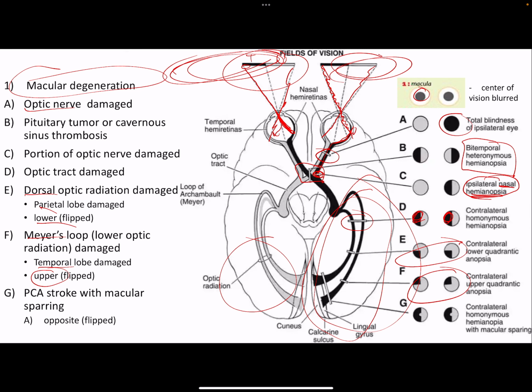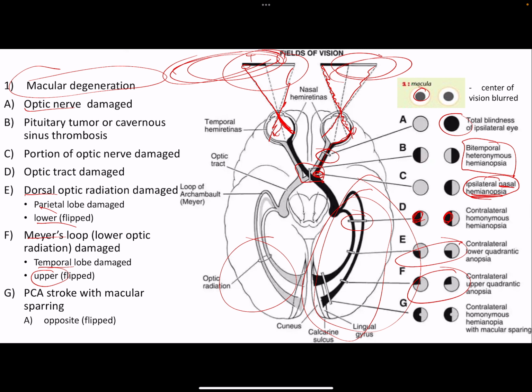A PCA stroke or an MCA stroke, the macula is very important, that part of the region that's processed in the occipital lobe, so it gets a dual blood supply. It's not like a watershed infarct. It is super well supplied by both sides. So if one side goes, then the other side can compensate.